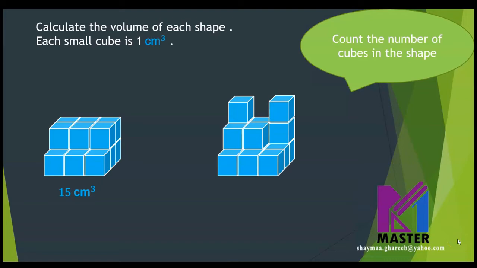In the second example here, we have the same layer as the first example. It has 3 cubes times 3 cubes, total 9 cubes, and the layer above has 5 cubes. Let's count them together. 1, 2, 3, 4, and there is 1 hidden under this one. So 9 and 5 is 14, and then 2 on top. So the answer will be 16 cubic centimeters.